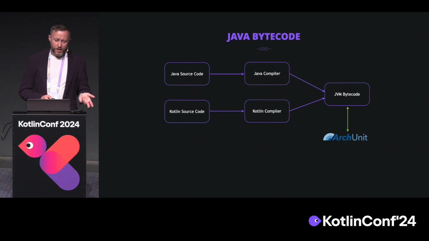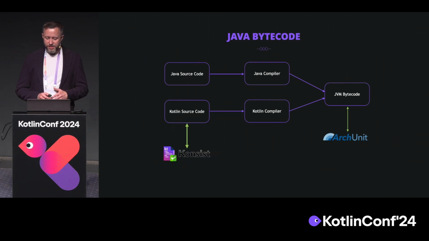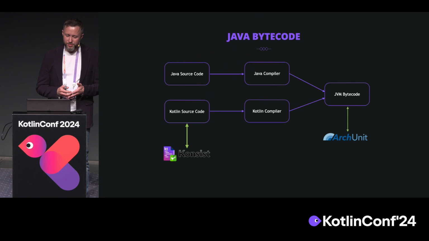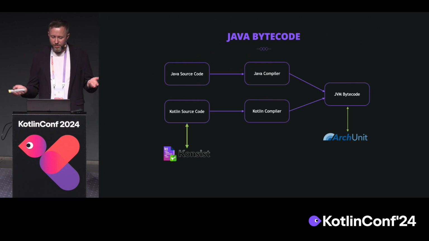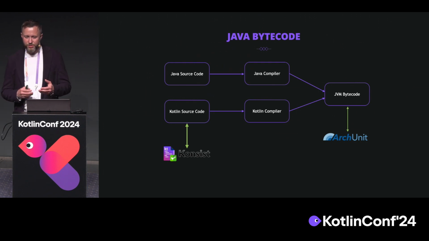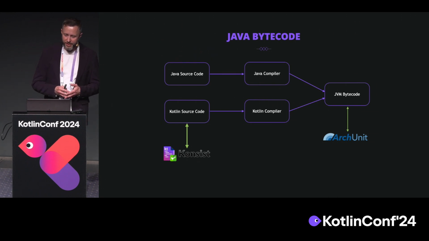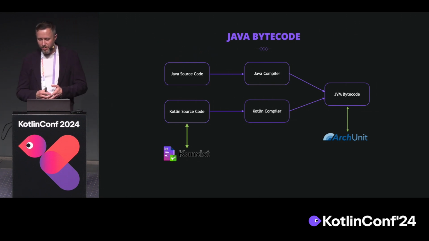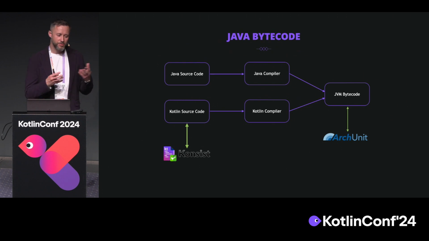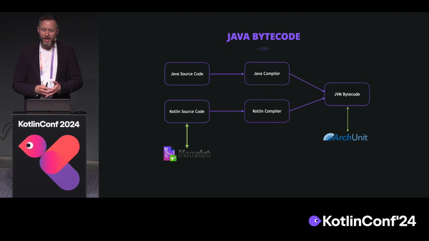So Konsist works a bit differently. Konsist works at Kotlin source code level, so it supports all of the Kotlin declarations by design. Actually, we are using the Kotlin compiler dependency to parse the Kotlin code, so we know that it's always up to date.